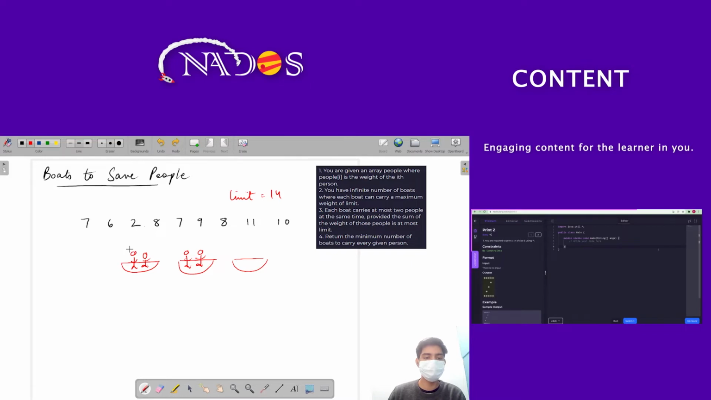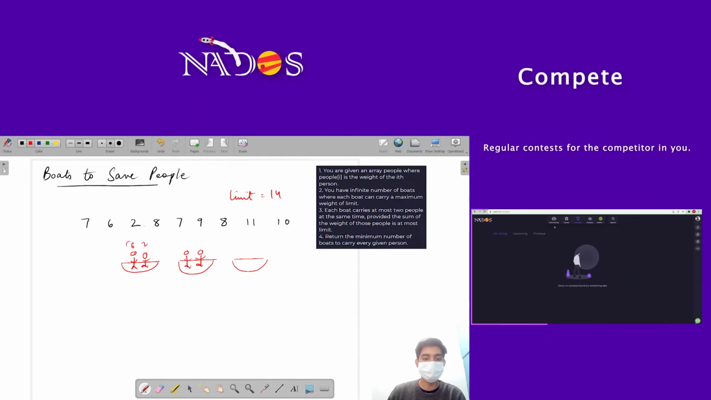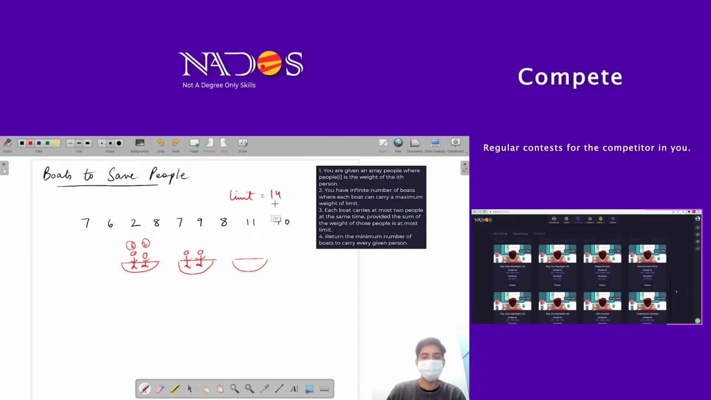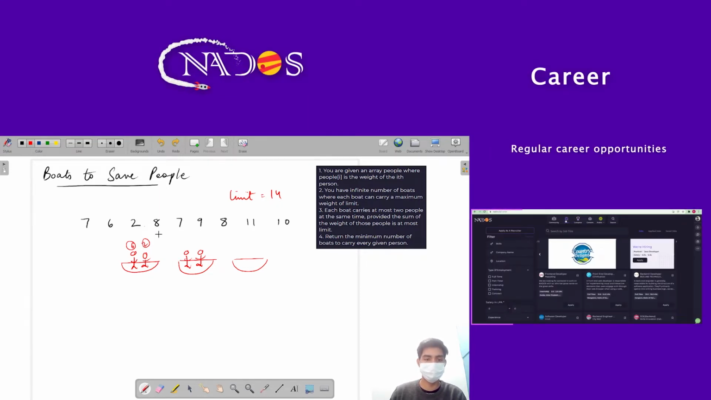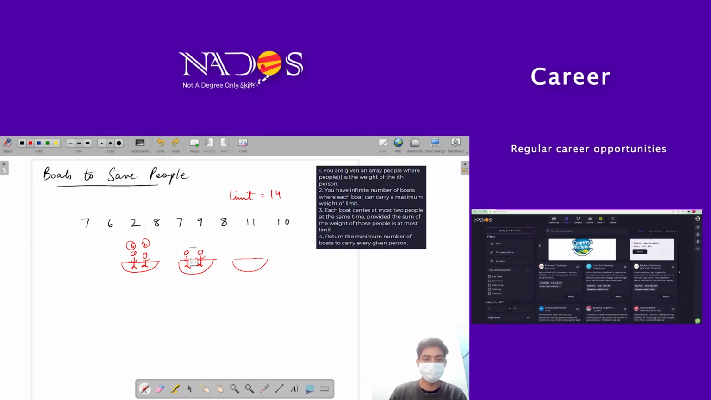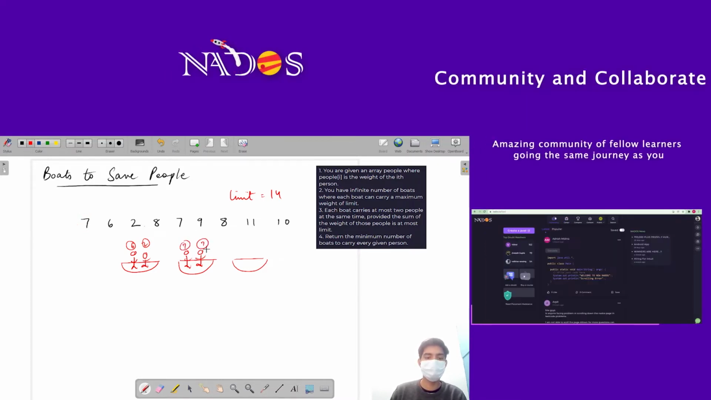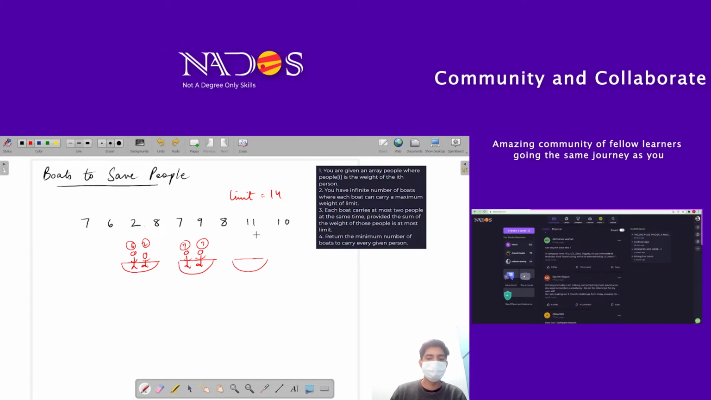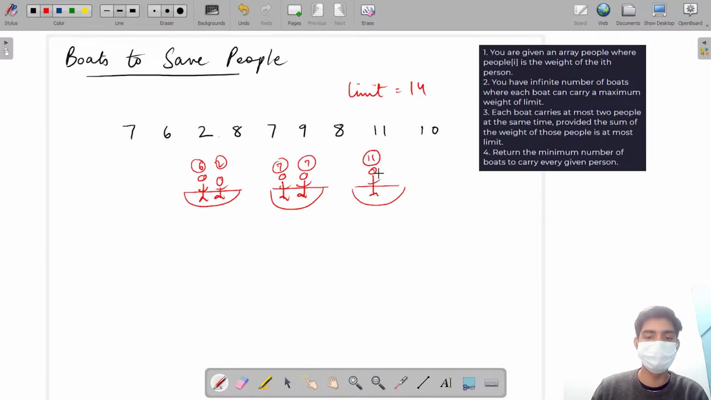So let's say I have 6 and 2. The combined weight of 6 and 2 is 8, which is less than my limit. So I can have these two people on my boat. Let's say I have 7 and 7. Now these two people have a combined weight of 14, so they can also go on my boat. Let's say I have one person here with weight 11.